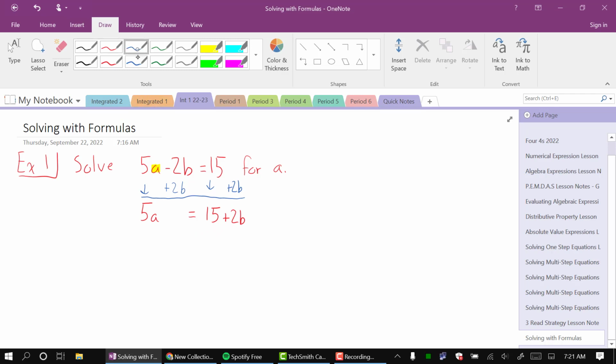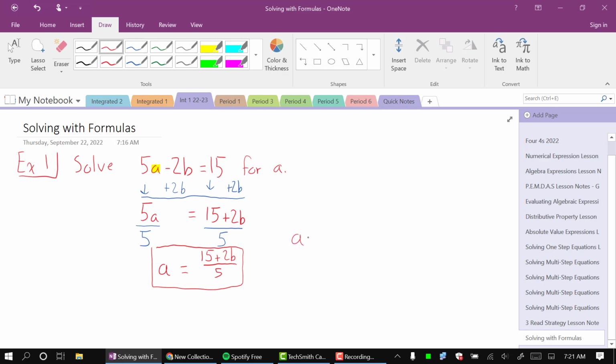My next step is I want to undo the multiplication. So when I undo the multiplication, I'm going to divide by 5 on both sides. On the left, 5 divided by 5 is just 1a. And on the right, there are two ways I could do this. I can leave this as 15 plus 2b divided by 5, and that could be my final answer. The other way I could do this is I can divide both terms by 5.